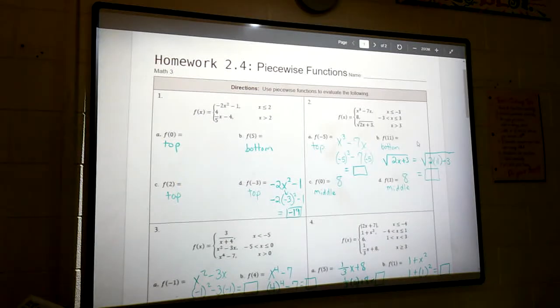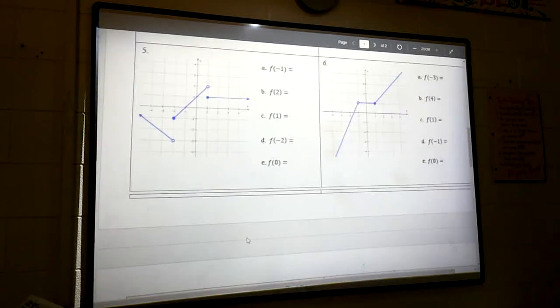So those are the first 4. The first 4 questions are deciding what equation do I use and then plugging the number into that equation for x. Anytime you plug a number in for x, you plug it into the equation in parentheses. So that's basically all the steps for questions 1 through 4.